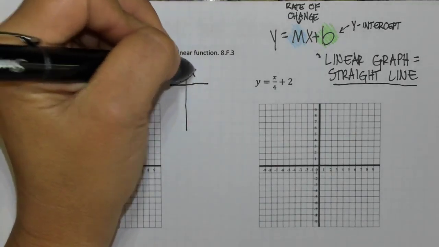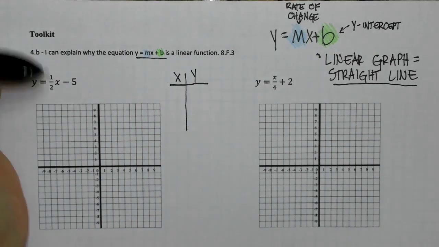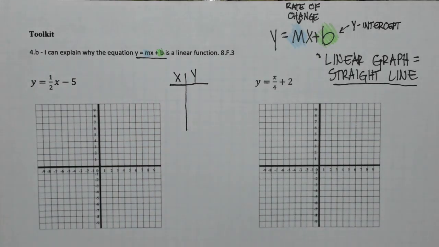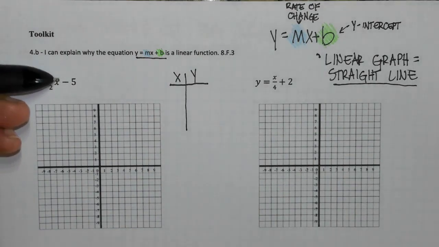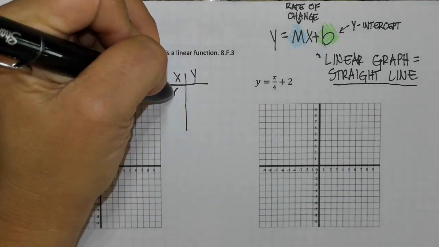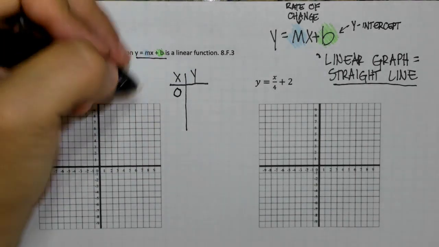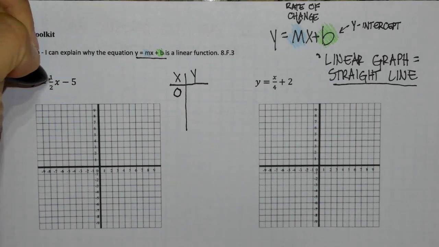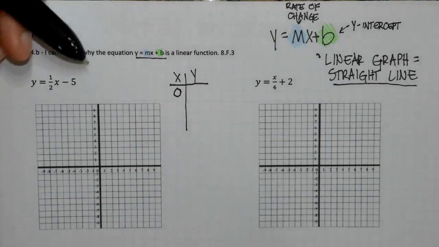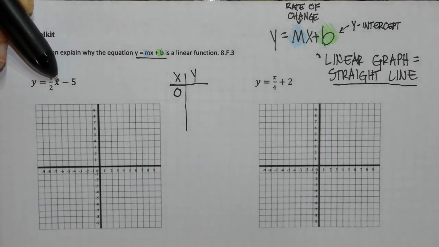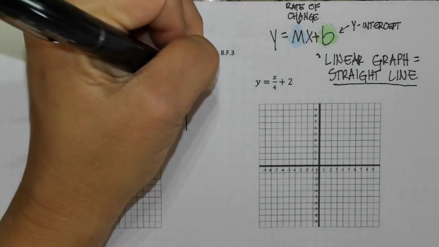I'm going to start with this first one on the left. It says y equals 1/2 x minus 5. Knowing that we're putting a place value in for x, might as well start with 0. The equation for this is y equals 1/2 times 0 minus 5. Well, 1/2 times 0 is 0, minus 5 is negative 5.